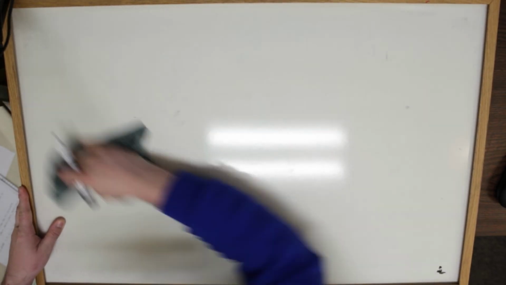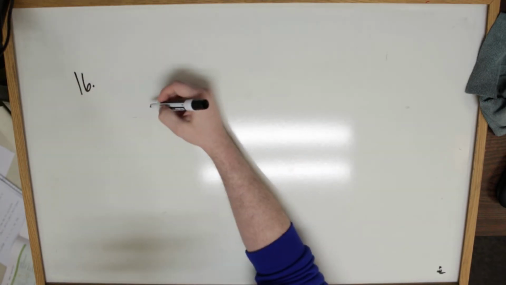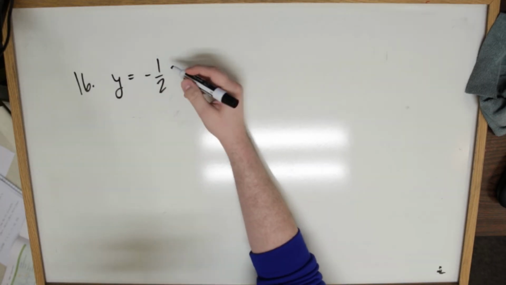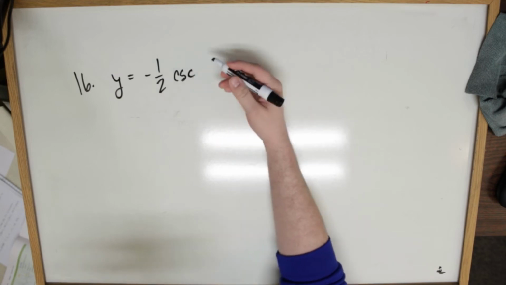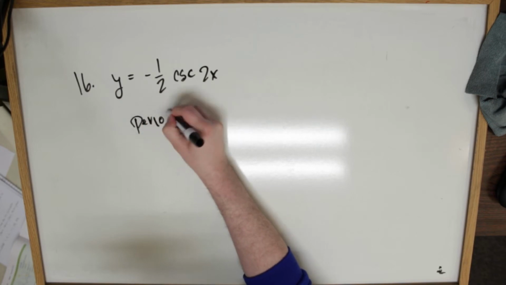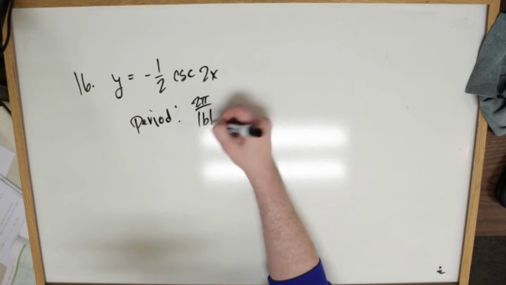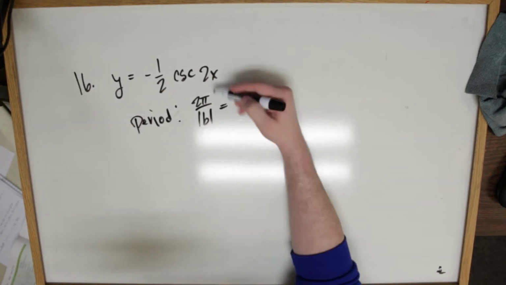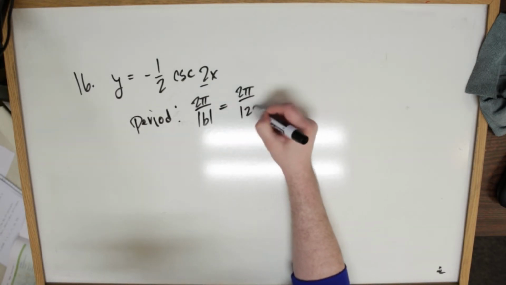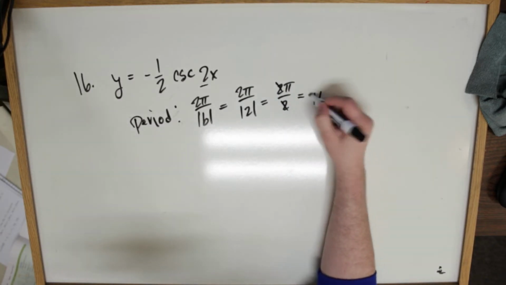All right, let me do question 16. y is equal to minus 1/2 cosecant of 2x. So the period for this one is going to be 2 pi all over absolute b. In this case, your b value is 2. So 2 pi all over absolute 2, which is equal to 2 pi over 2. And the 2's cancel, so I'm left with just pi.